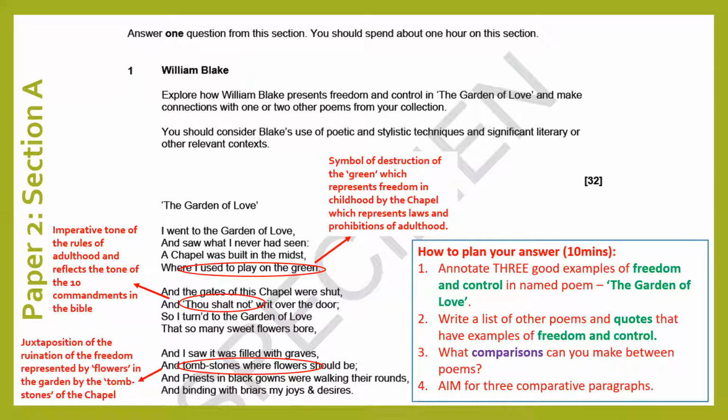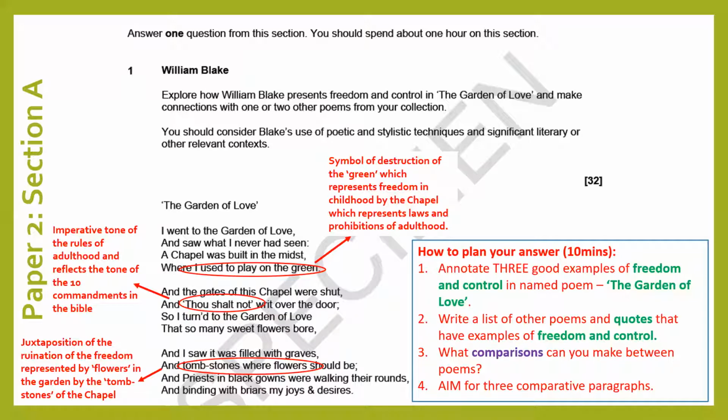Okay, so I used to play on the green. The symbol of the green, which represents freedom in childhood, and the chapel, which represents the laws and prohibitions of adulthood. So that links to a range of other poems. So freedom in childhood, the laws laid down by the church that control people, and the symbolic nature of the green. I also went for thou shalt not.